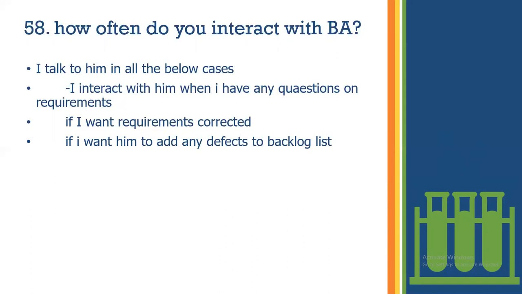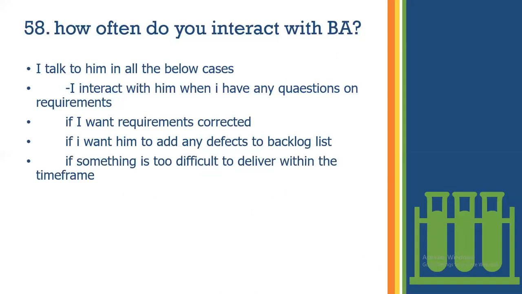If I want him to add any defects or backlog list, we are going to interact with the business backlog in the agile method. If something is too difficult to deliver within the time frame, these are the scenarios where we interact with the business analyst: when requirements are not clear, to correct the requirements, to add any defects, or when it is difficult to deliver within the specified time. Then we discuss with the business analyst. As a test engineer, you can discuss with your business analyst.